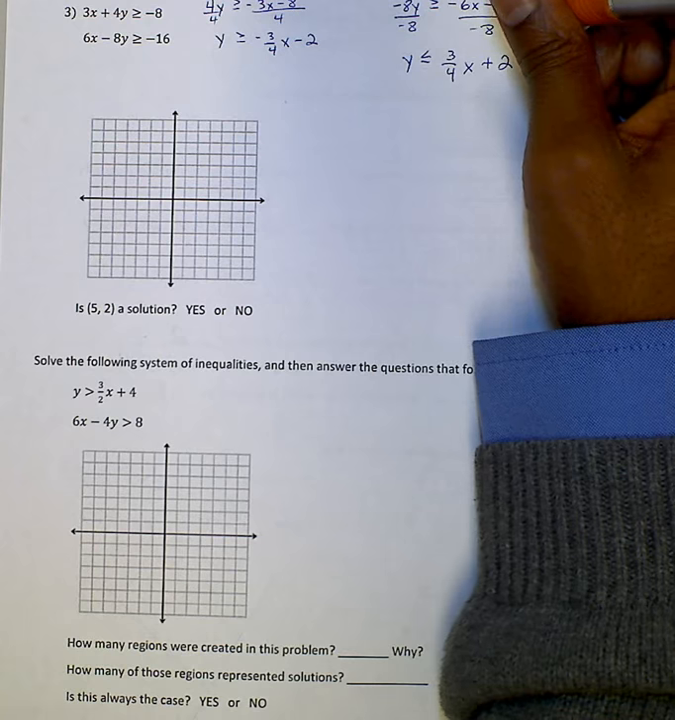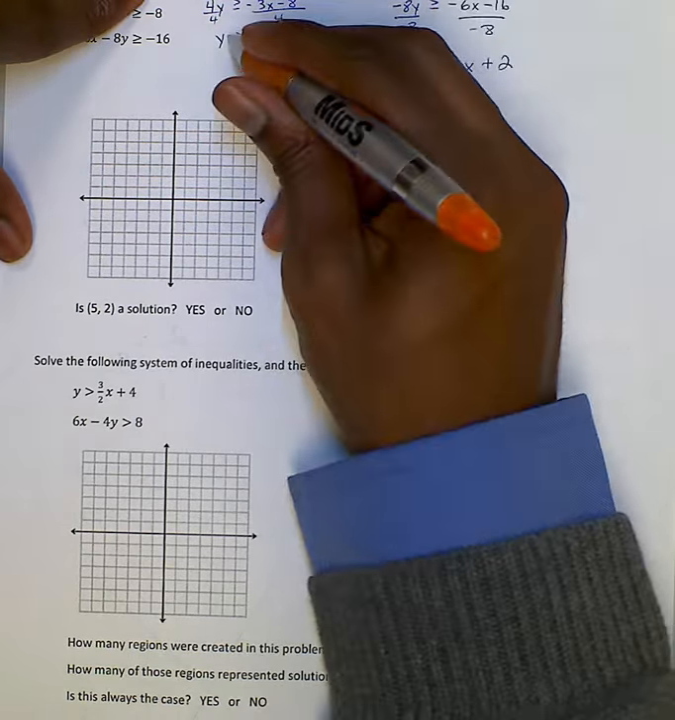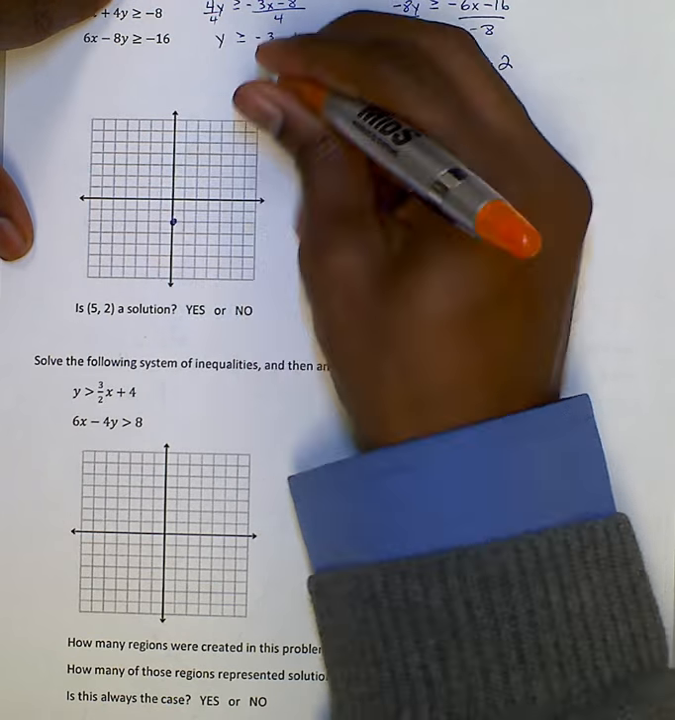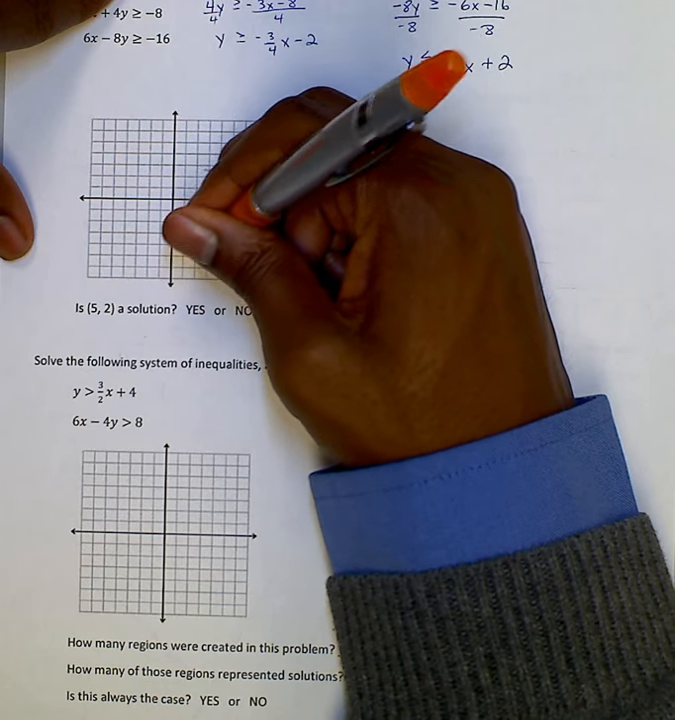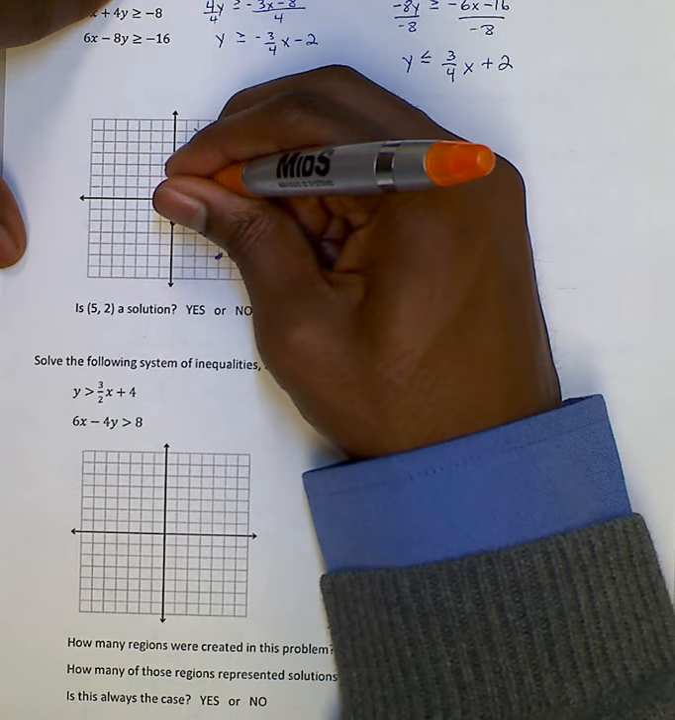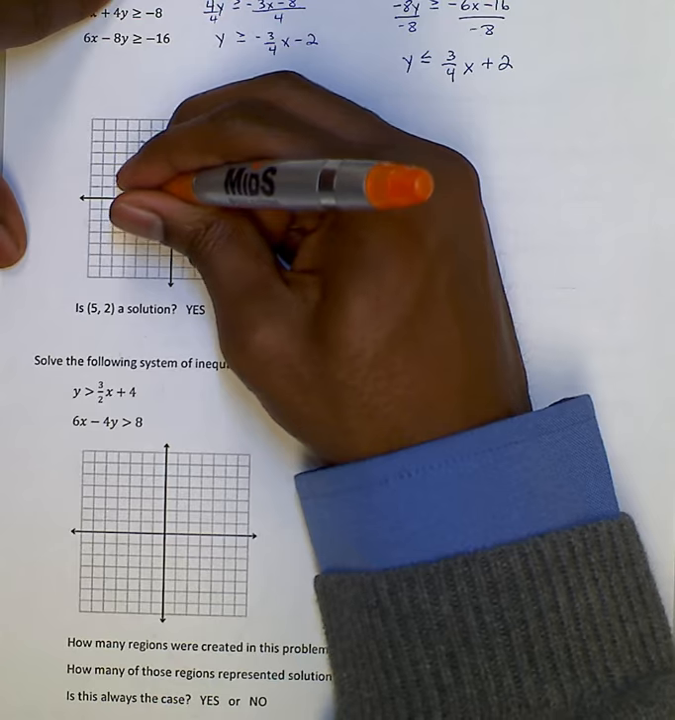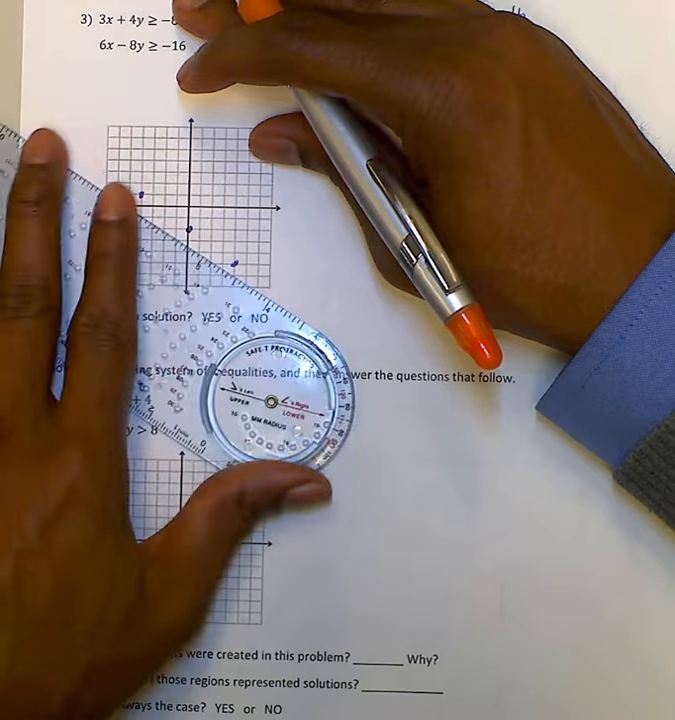Alright, so here are my two lines. y is greater than negative 3/4 x minus 2. Minus 2 is my y-intercept. Negative 3/4 means I'm going to go down 3 and right 4. I could also go up 3 and left 4, and put it on the graph. This will be a solid line because it's or equal to.